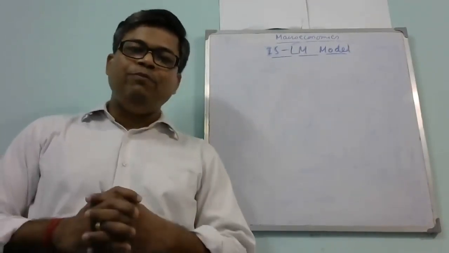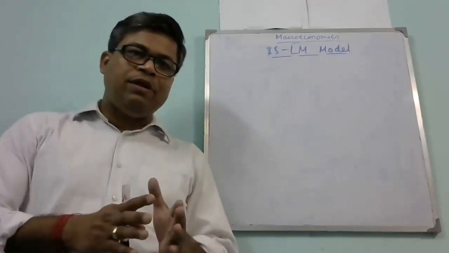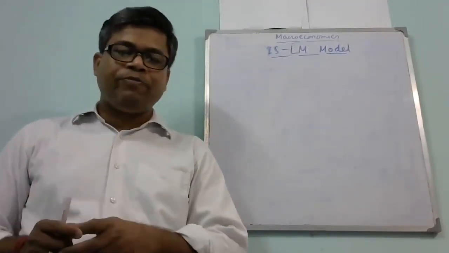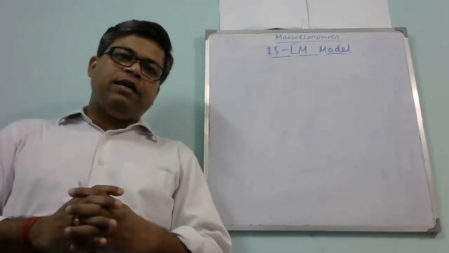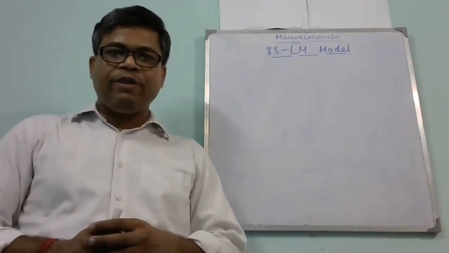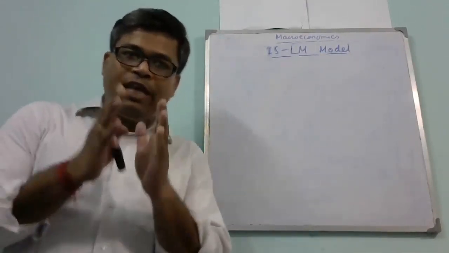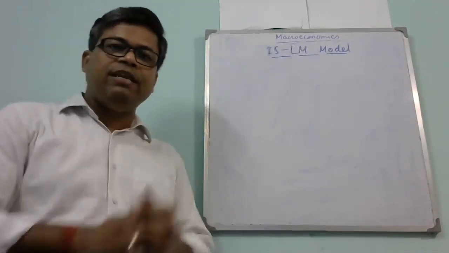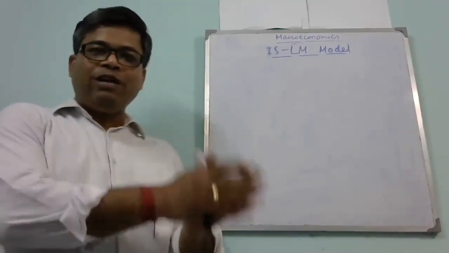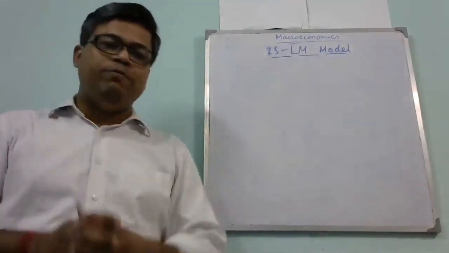So in the IS-LM model there are two parts. One part is called the IS, and another part is the LM. Now IS is basically the product market equilibrium, and LM is the money market equilibrium. So there are two sides of the IS-LM model: one is the product market equilibrium and another one is the money market equilibrium.